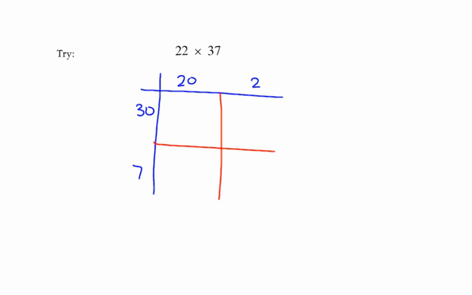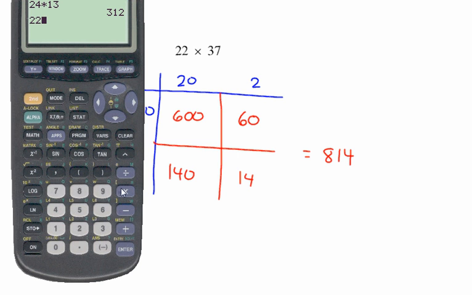30 times 20 is 600. 30 times 2 is 60. 7 times 20 is 140. And 7 times 2 is 14. And so that would give us 600 plus 140 and 60 is another 200. So 814. You can check your answer. 22 times 37 is 814.